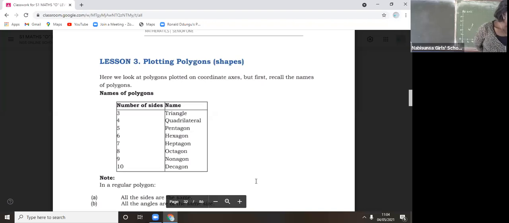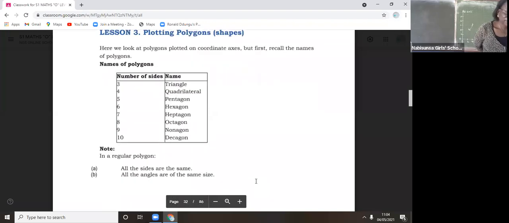Can you continue? Note, in a regular polygon, all the sides are the same. Yes. All the angles are of the same size. You are missing a word. All the angles are of the same size.